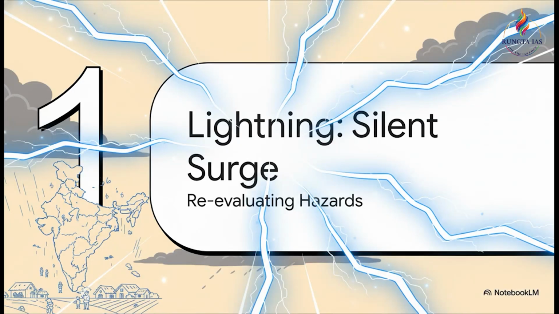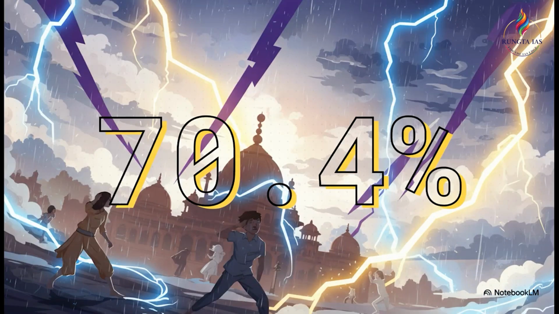All right, diving right into Section 1, Lightning, a silent surge, reevaluating natural disasters for GS3. When you think of the most lethal natural disasters here in India, your mind probably jumps straight to, say, cyclones ravaging the coasts or massive floods out in the plains, right? But as a serious aspirant, you've got to challenge those common misconceptions. Start your mains answer with this hard fact: 70.4%. In the year 2021, lightning accounted for a staggering 70.4% of all deaths due to natural causes. It has quietly emerged as the absolutely most lethal natural hazard in the country. It is undeniably a silent surge.